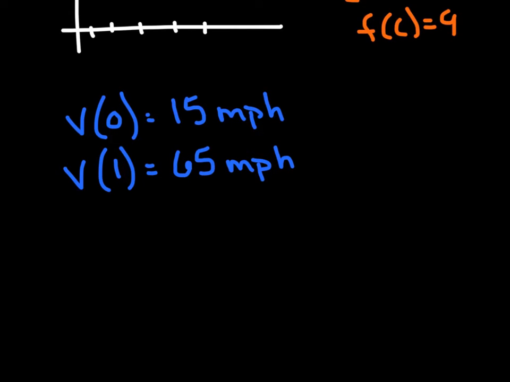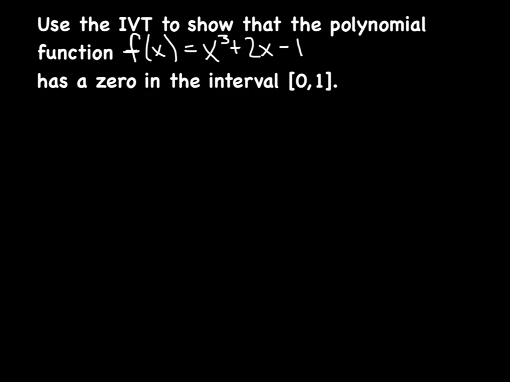So here's the trick. Was there ever a moment where I was driving 50 miles an hour? Okay? Think about that. Was there ever a moment where I was driving 50 miles an hour? Even for a split second. And I say absolutely, because as I was accelerating from 15 up to 65, at some point between t equals 0 and t equals 1, my velocity must have been 50 miles an hour, at least for a split second, if not longer.